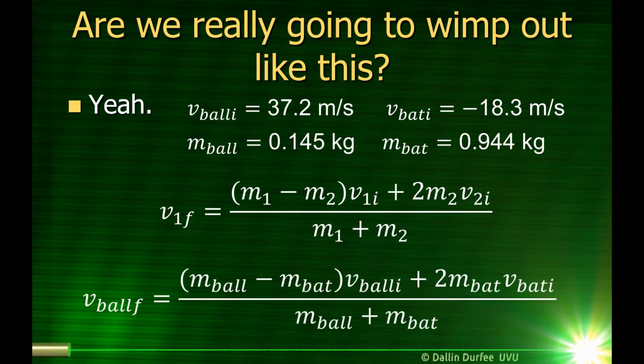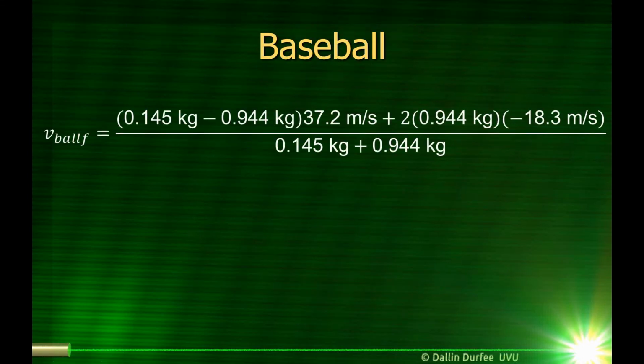So let's write this in terms of the ball and the bat. The final velocity of the ball: we just replace 1 with ball, 2 with bat, and there's our solution. Just plug our numbers in, and we find the final velocity of the ball is negative 59.0 meters per second. We're assuming that the initial velocity of the ball is in the plus direction, so the ball comes out in the negative direction.